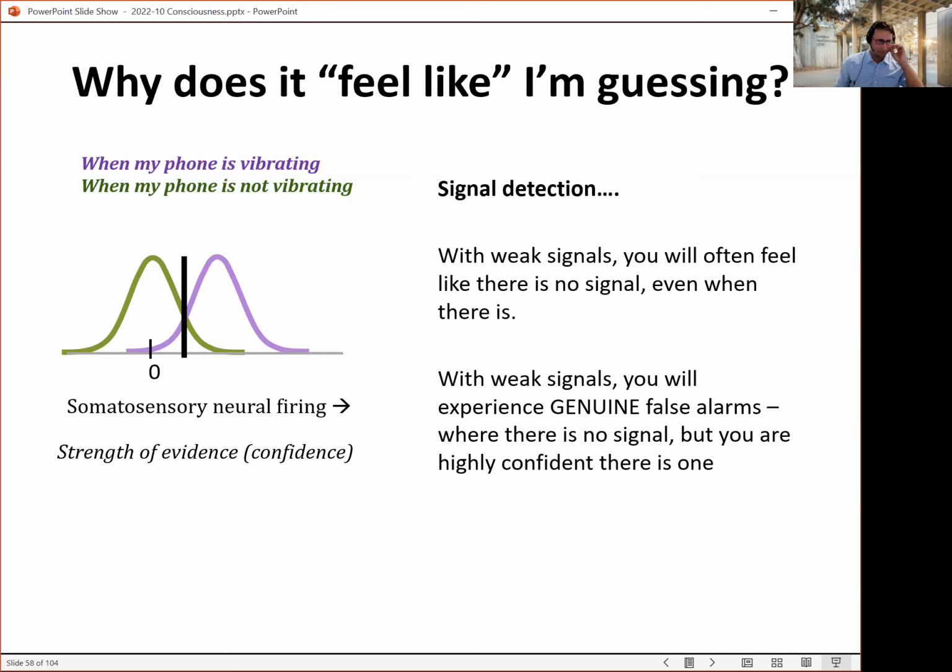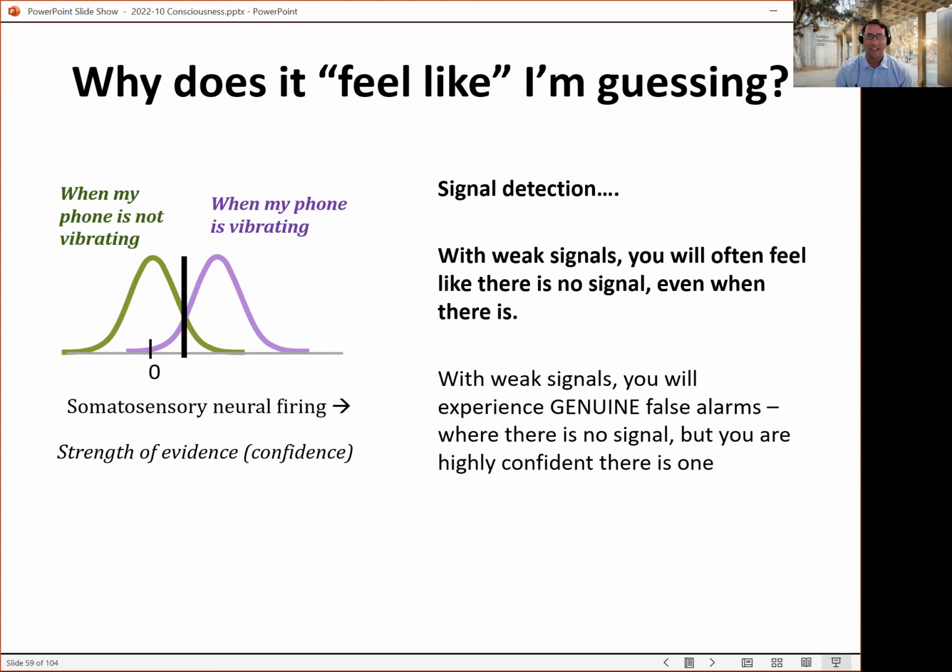There's one more signal detection-y thing. Oh, I see that my slides are not updated, so let's see what happens. Oh, there we go. I just had an animation error.